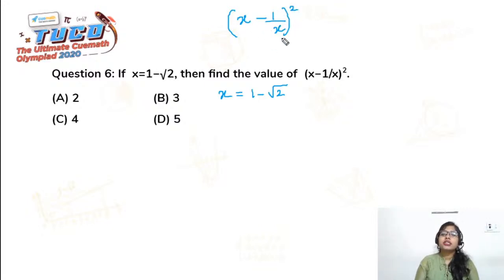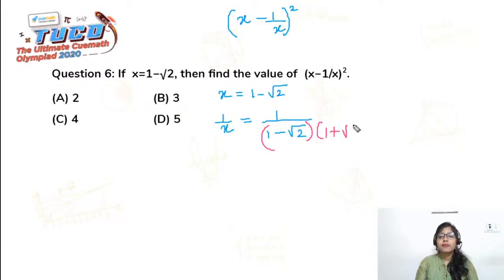So to get the term 1 by x, we'll have to take the reciprocal of x, right? So if I take the reciprocal of x, what do I get? I get 1 over 1 minus root 2. And from here, what I can say is root 2 is an irrational number, so I have to rationalize it and make it a rational number. So I'm going to multiply 1 plus root 2 to this, and I'm going to multiply 1 plus root 2 to this as well.